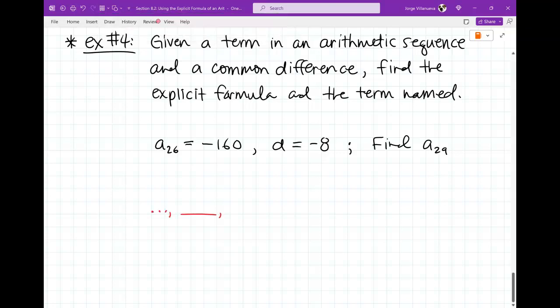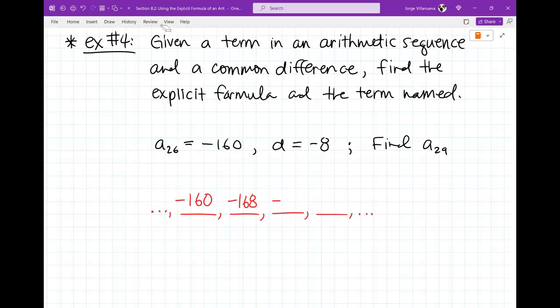You're going to say 26, 27, 28, 29. I know that 26 is negative 160. And to go to 29, what do I have to do to negative 160? Minus 8. So this would be negative 168. Okay? And the next one will be negative 170.